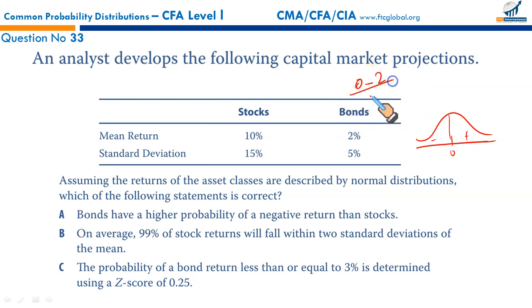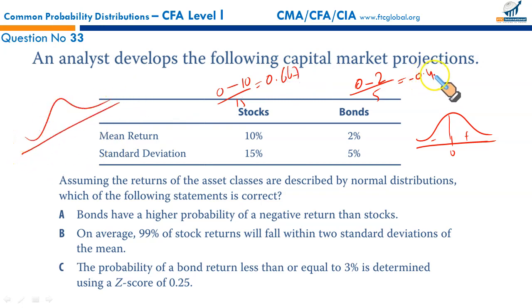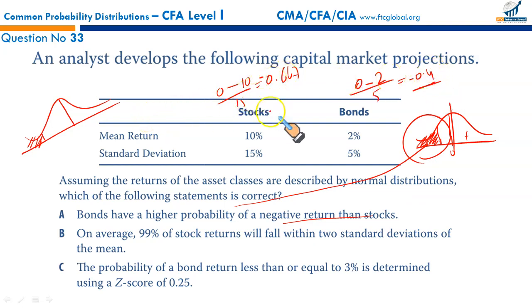0 minus 2 upon 5 gives you negative 0.4, and 0 minus 10 upon 15 gives you negative 0.67. Now, it means 0.4 standard deviation from the mean. That would be somewhere here. And in this case, negative 0.67 standard deviation from the mean. It means now you can see here this region is bigger than this one. So bonds have a higher probability of negative returns than the stock. So you need to see it from the point of view of times of standard deviation, 0.4 times standard deviation and 0.67 times standard deviation from the mean, right? So that makes bonds a riskier investment in this case.